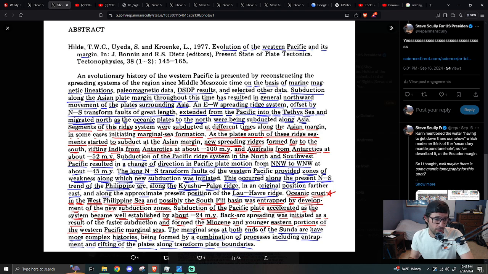As the plates south of these ridge segments started to subduct at the Asian margin, new spreading ridges, I guess I should read the whole thing. Segments of this ridge system were subducted at different times. As the plates south of these ridge segments started to subduct at the Asian margin, new spreading ridges formed far to the south, rifting India from Antarctica at about 100 million, and Australia from Antarctica about 52 million. So these are very closely related to the plate reorganization events of those times.